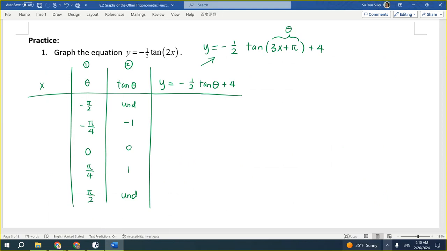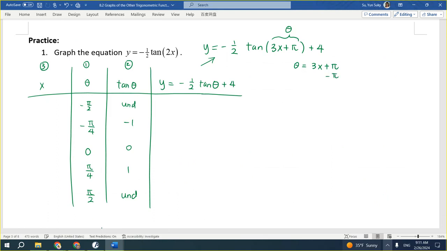Okay, so you can write down the steps. Step 1, write down the theta column. Step 2, write down the tangent theta column. Remember what we are doing here. Next example is your turn to do it. Step 3, find the x values. In this case, look at theta. Theta is the angle. The argument is 3x plus pi. How do you solve for x?